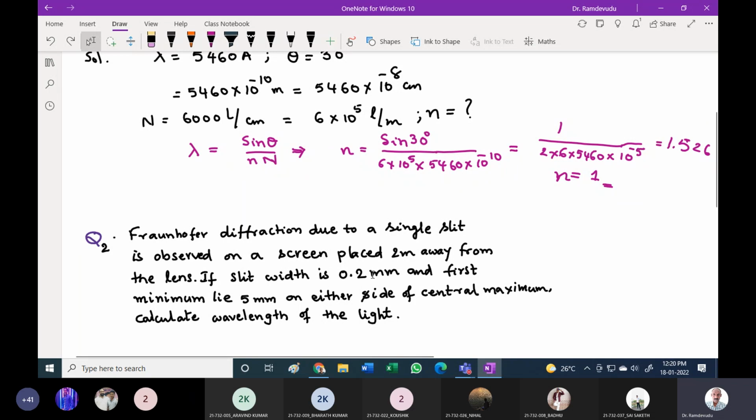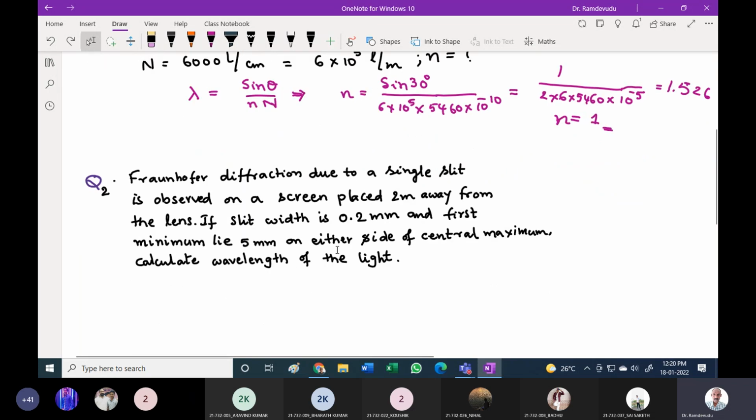See the next question. A Fraunhofer diffraction due to a single slit is observed on the screen placed 2 meters away from the lens. That means I have here a single slit, the lens, and the screen, which is 2 meters away from this. This is the slit, this is the lens, this is the screen.